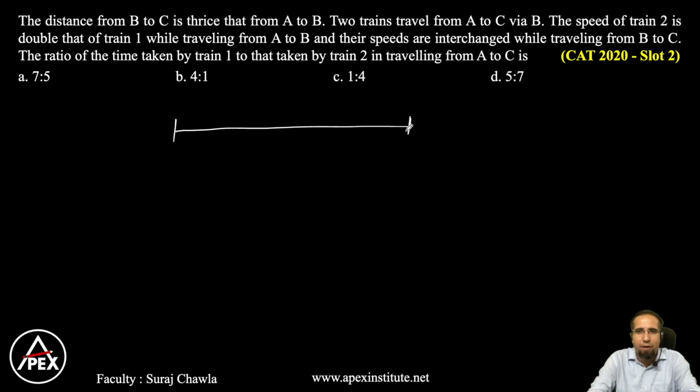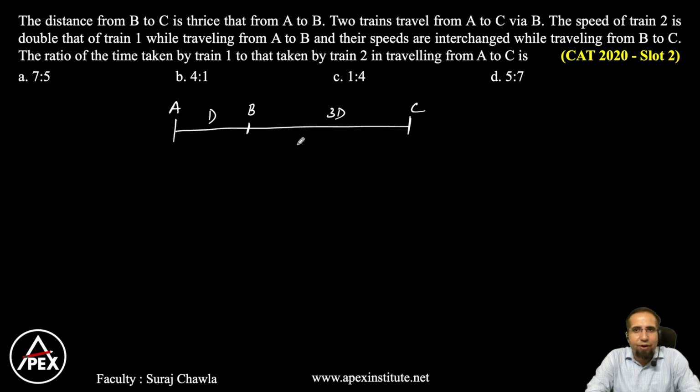Two trains travel from A to C via B. Okay, so I have A to C. B to C is thrice from A to B. Okay, so this is B. So B to C is thrice. So let me assume this distance is D. So this distance becomes 3D. B to C is thrice that of A to B.